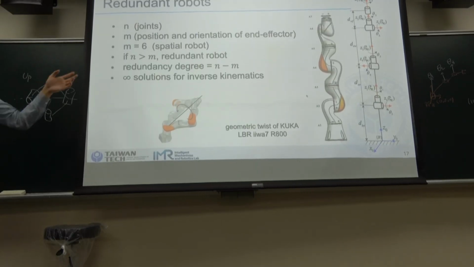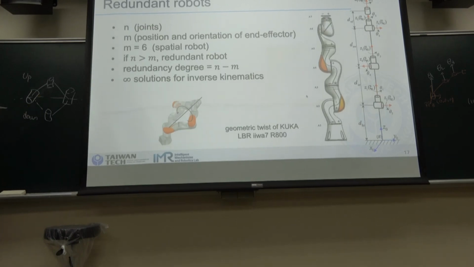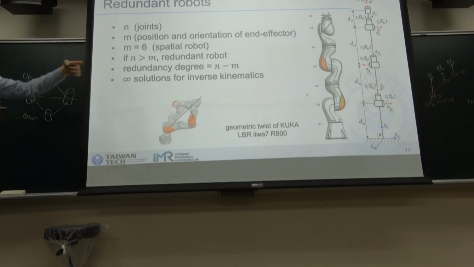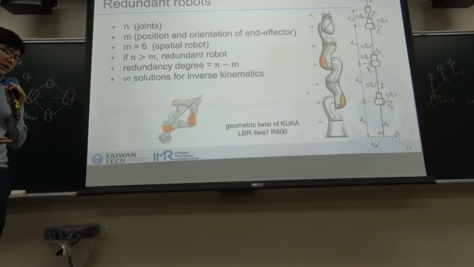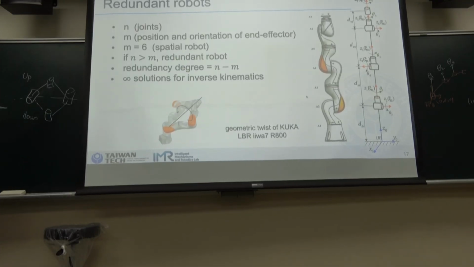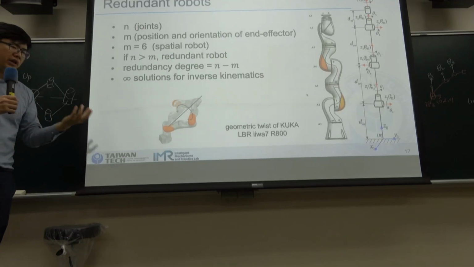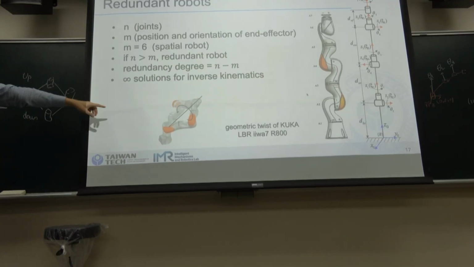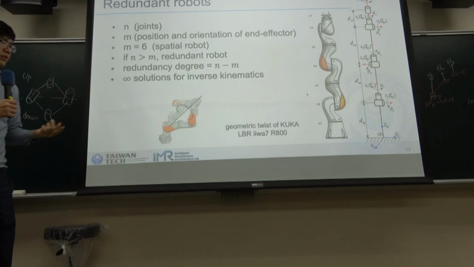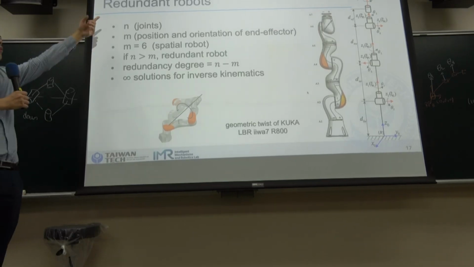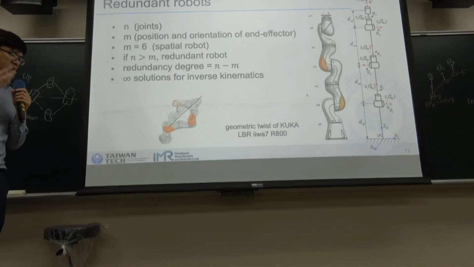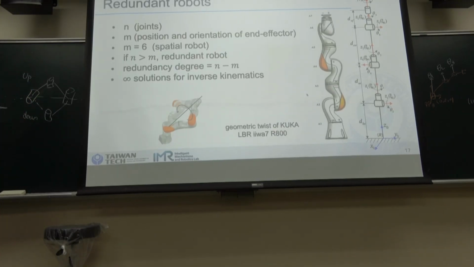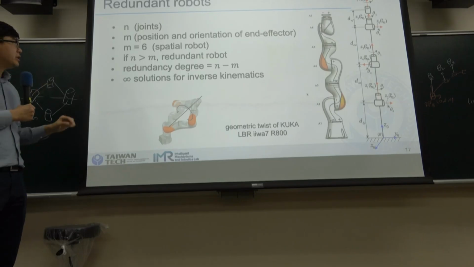And if there are robots that have more than 6 joints, because we know our environment or our space is 6 degrees of freedom, right? Normally each joint can contribute 1 degree of freedom. So if there are more than 6 joints, then this kind of robot will have more than 6 degrees of freedom. So it's called a redundant robot.